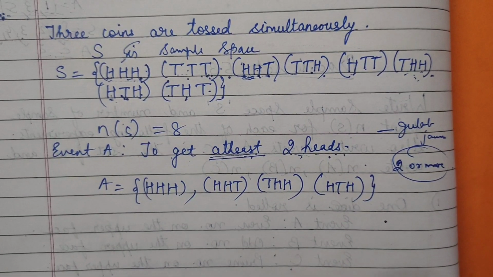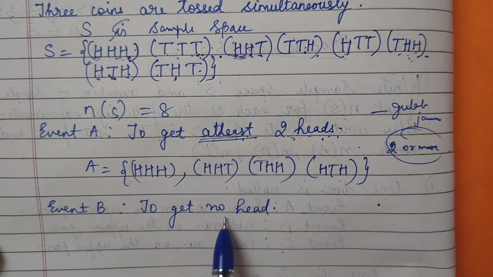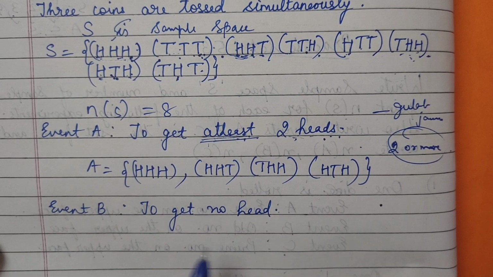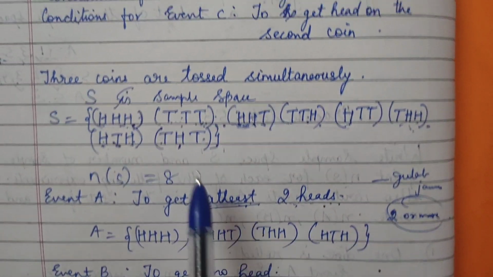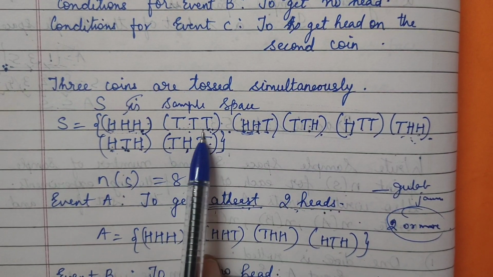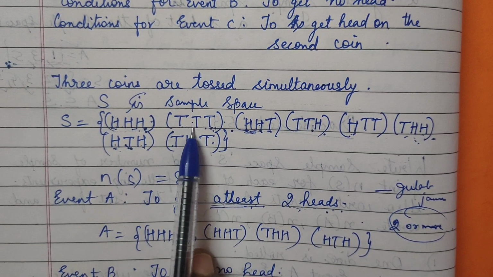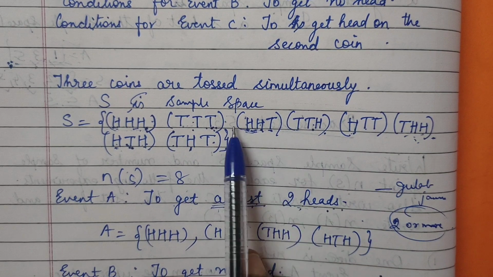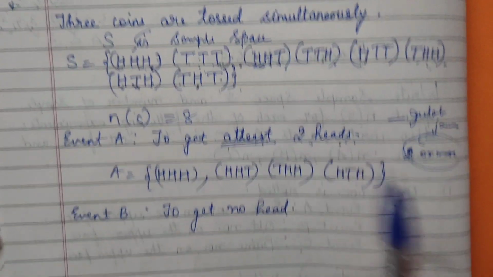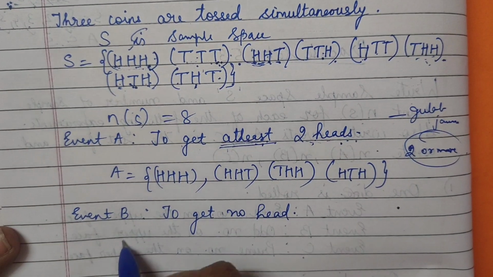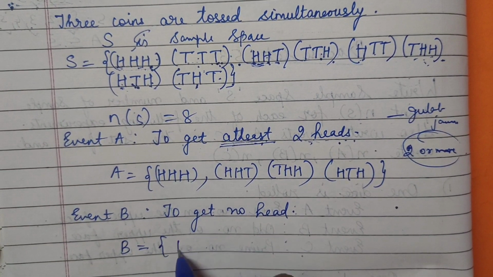2 heads. Event B, to get no head. एक भी head नहीं होना चाहिए. There should not be any head here. So find out here. Here see triple T. यहाँ पे एक भी head नहीं है और सब में एक ना एक तो head है ना everywhere. So only triple T can come. So the B is triple T.